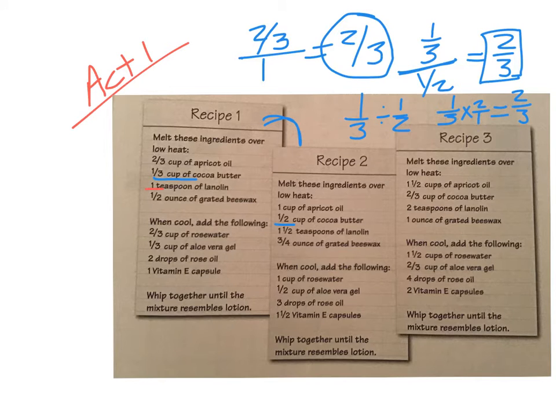Okay, you need to go through and continue checking all of these. 1 to 1.5, so 1 over 1.5. So again, I'm going to divide that. 1 divided by 1.5, which is the same thing as 1 times 1.5 can be written as 3 over 2, right? So then you would flip it. 1 times 2 over 3, which equals 2 over 3. So there's another measurement. So that's our third. The lanolin is also 2/3.